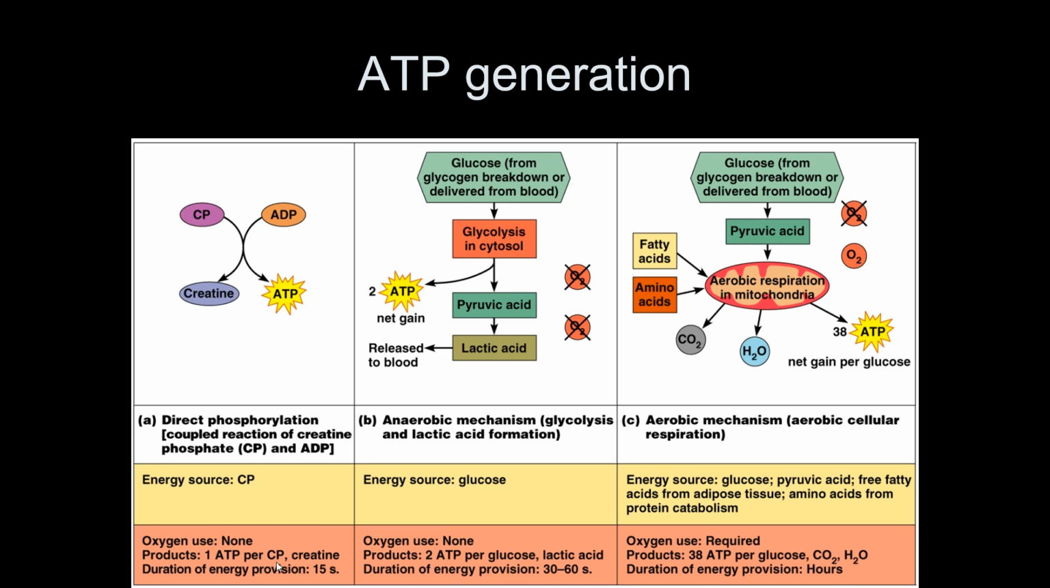So this gets you a 1-to-1 ratio. You spend 1 creatine phosphate, you get 1 ATP. This can provide most of your muscles with about 15 seconds worth of activity. You don't need any oxygen, you don't need any glucose in order to do this one.